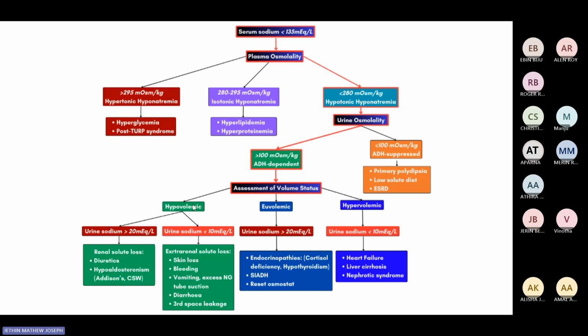So mostly we won't be confused between hypovolemic and hypervolemic. It will be pretty obvious. So what we have to differentiate between is hypovolemic and euvolemic, or euvolemic and hypervolemic.